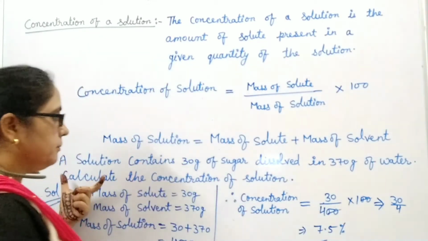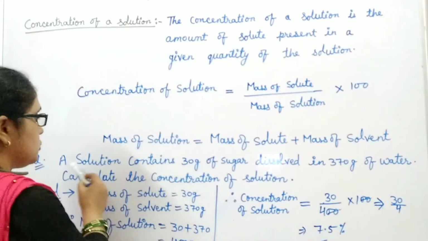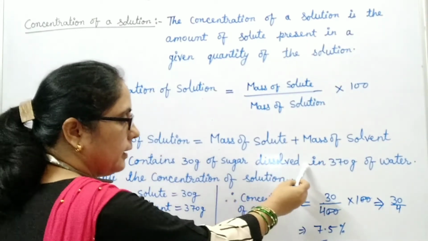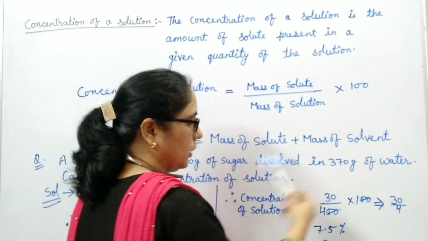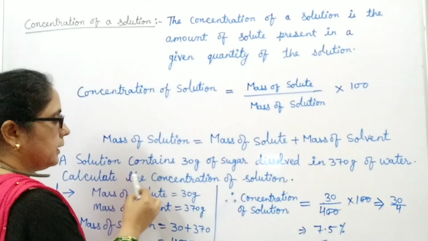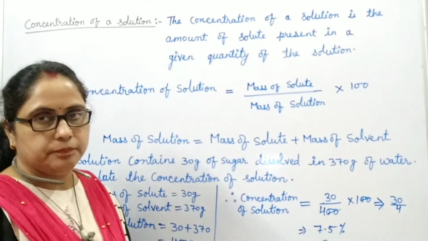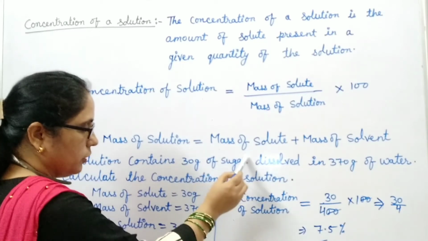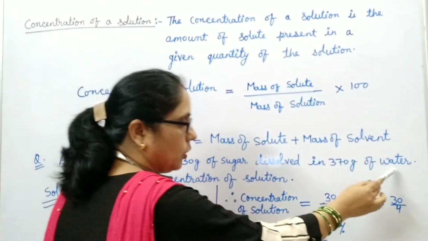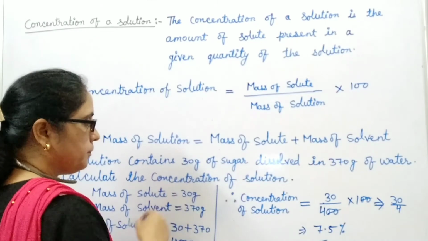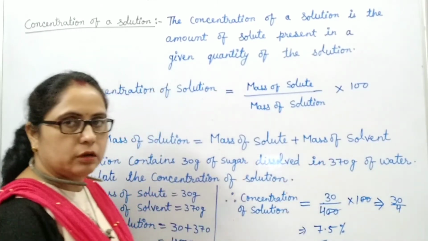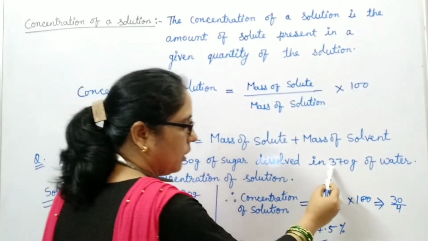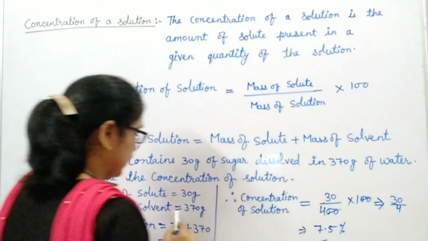One question is given: a solution contains 30 gram of sugar dissolved in 370 gram of water. Calculate the concentration of solution. In this question, sugar is solute dissolved in water. Hence, sugar is solute and water is solvent. Mass of solute given is 30 gram, mass of solvent given is 370 gram.